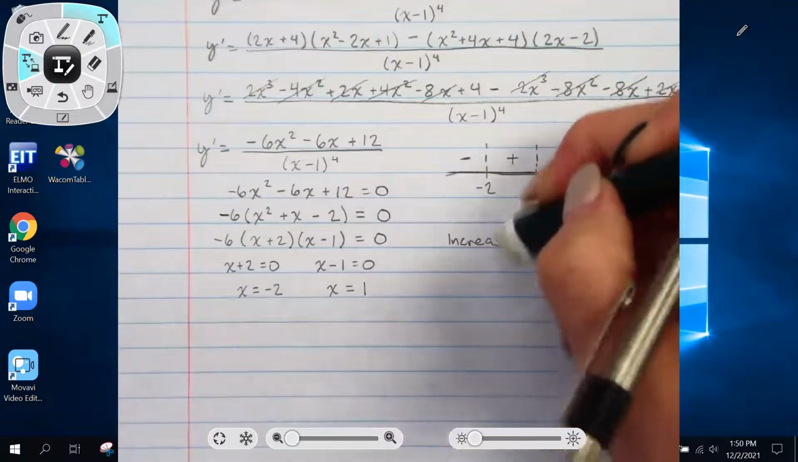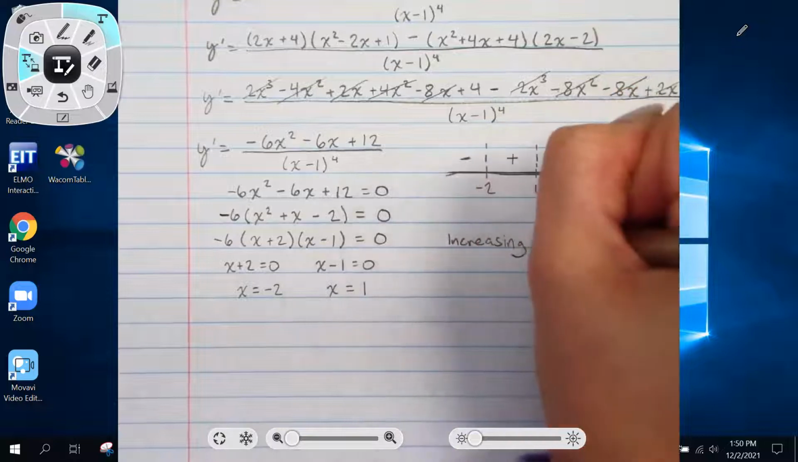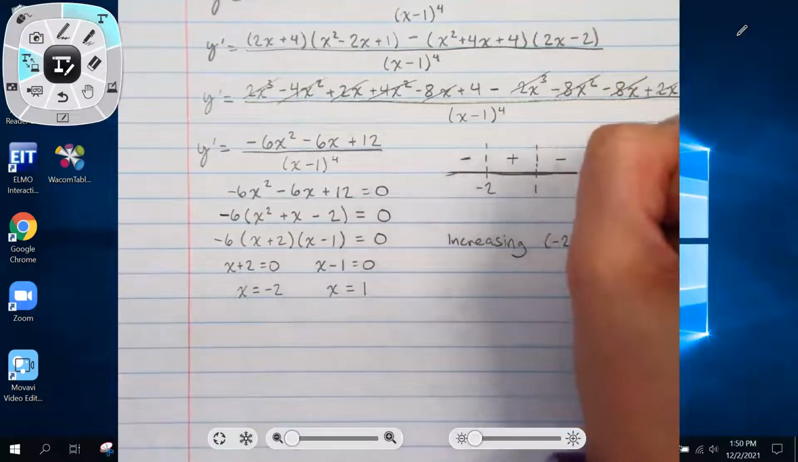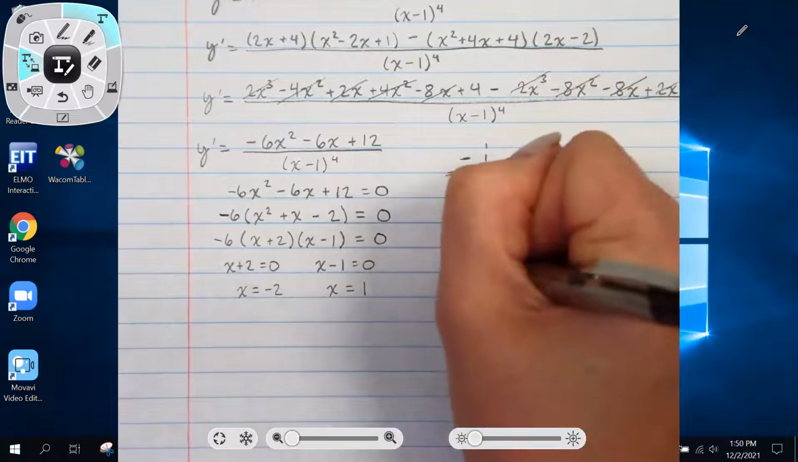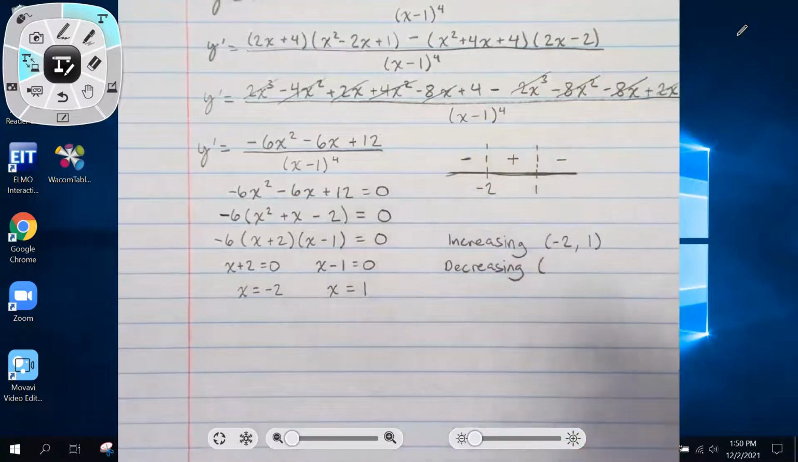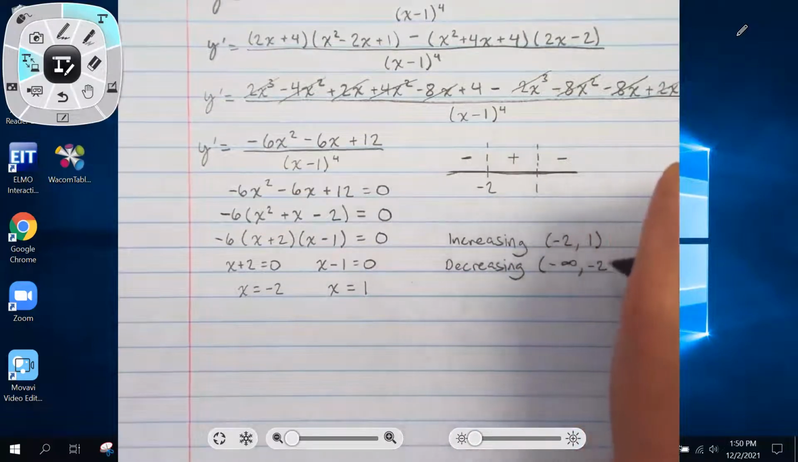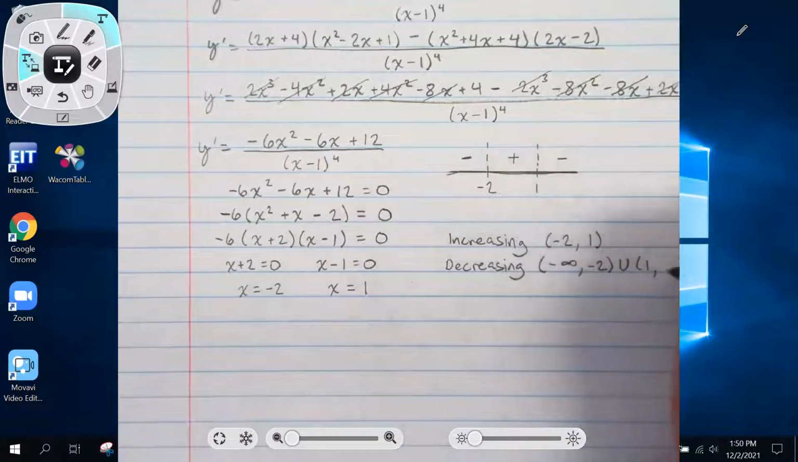So the function is increasing where the derivative is positive, which is from -2 to 1. And it's decreasing where the derivative is negative. So from -infinity to -2, and from 1 to infinity.